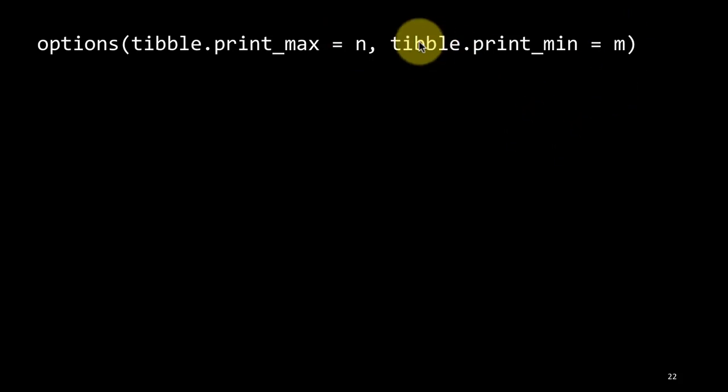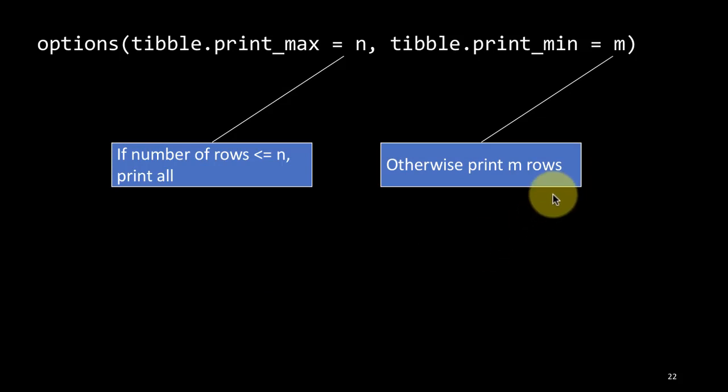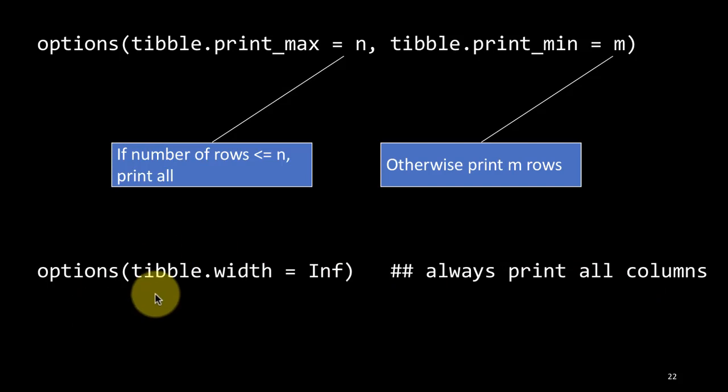So if your data frame is less than or equal to n in terms of the number of rows, it'll show all of them. Otherwise, it'll show only the minimum. If the number of rows is less than or equal to n, print all of them. Otherwise, print m. By default, it is 10 and 15. Print min is 10, print max is 15. So if you have a tibble which has 15 or fewer rows, then it'll show the whole tibble. Otherwise, it'll show only 10 rows. If you want, you can change these. I have not found a reason to change any of these things, but if there's a need, you could change them. Or if you always want all of the columns to be displayed, irrespective of the width of the console, then you can say options tibble.width equals inf. Always print all the columns.